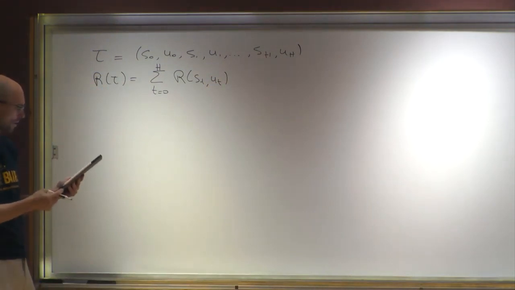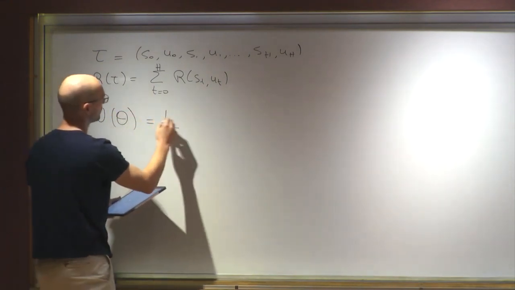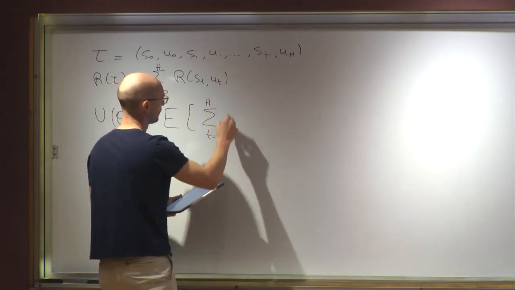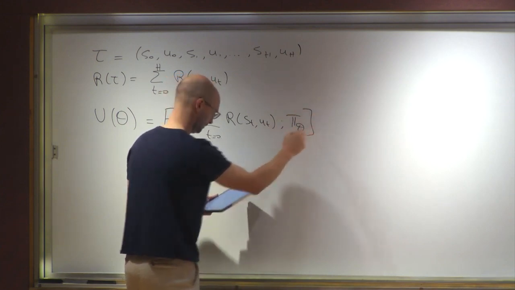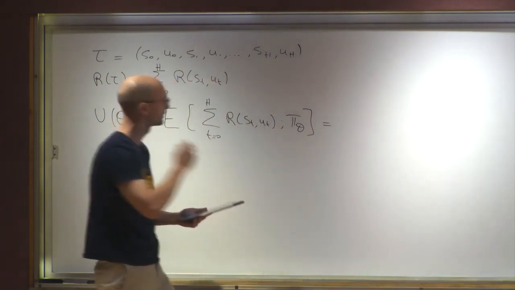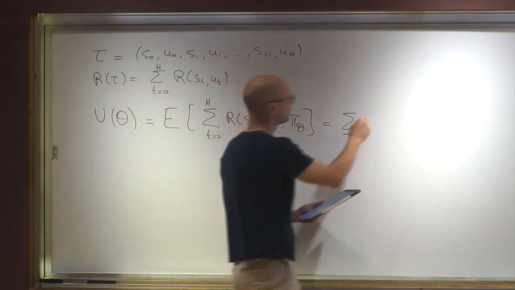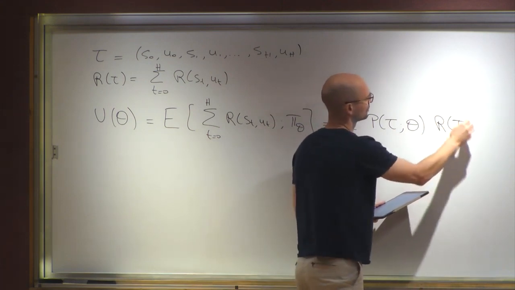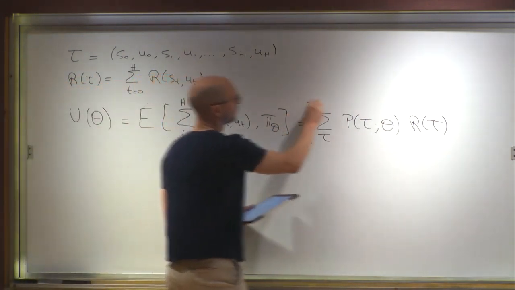And in this new notation, our goal is to find a policy pi theta that maximizes U, which depends on our choice of theta, which is the expected sum of rewards assuming we act according to pi theta, which is equal to the sum over all possible trajectories we might experience, the probability of experiencing that trajectory when using the policy pi theta times the reward along that trajectory. So this here is the thing we're trying to optimize.